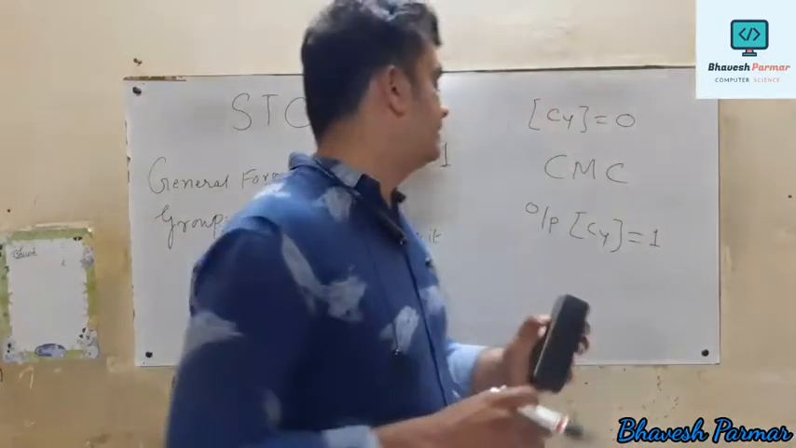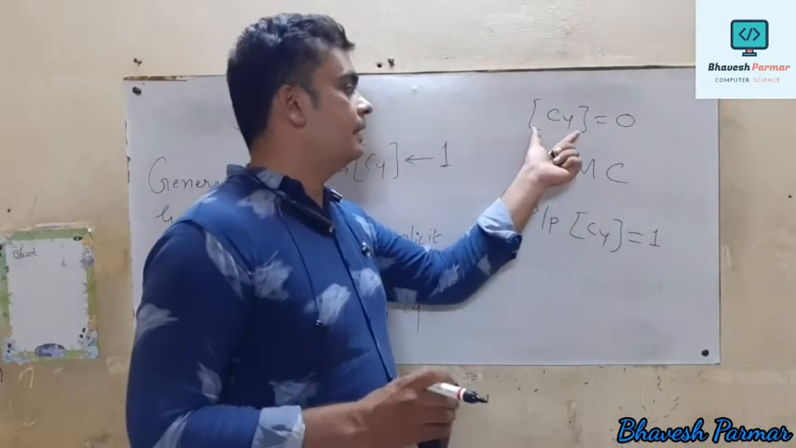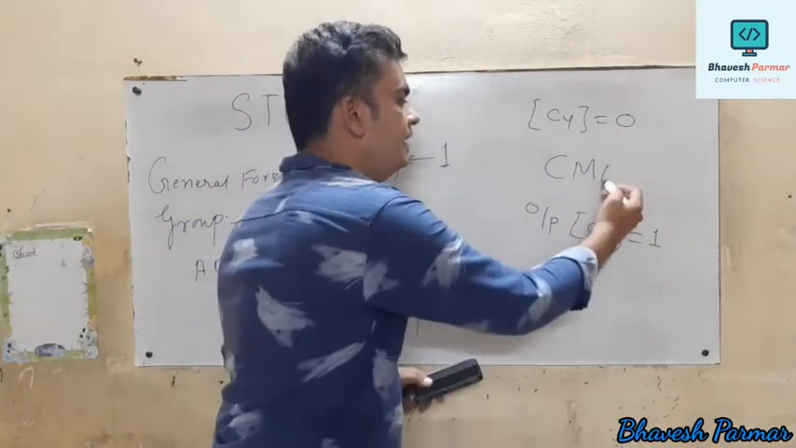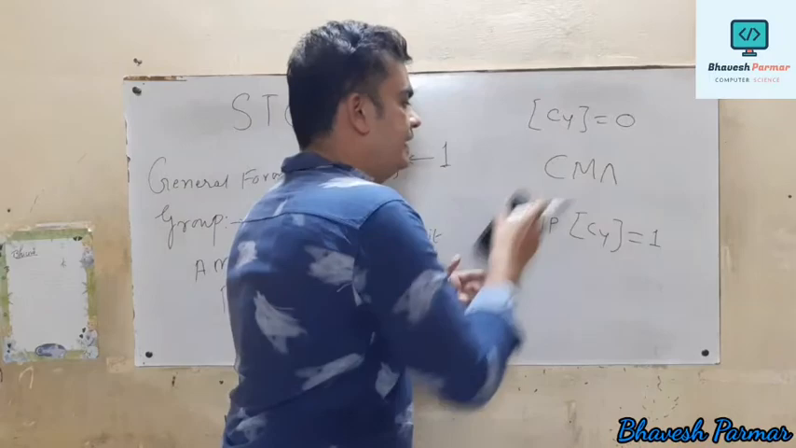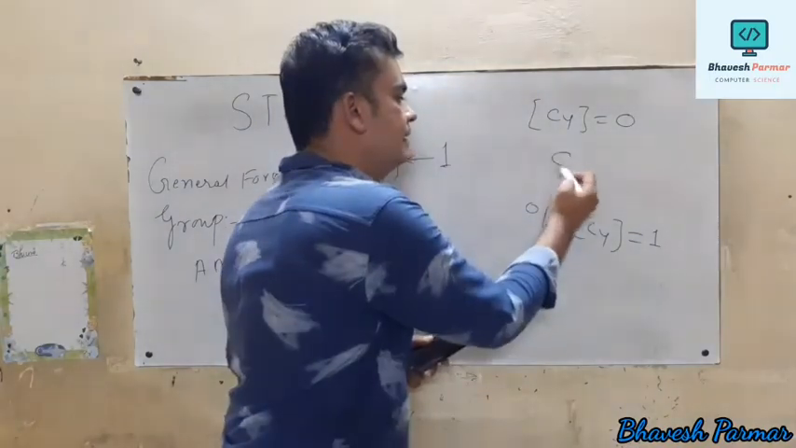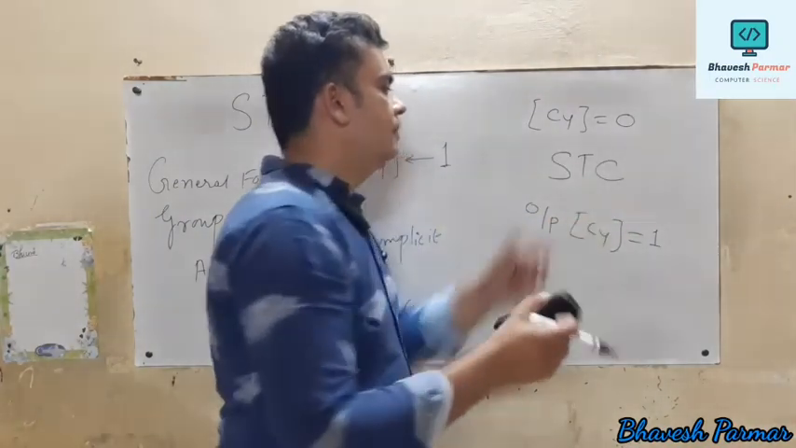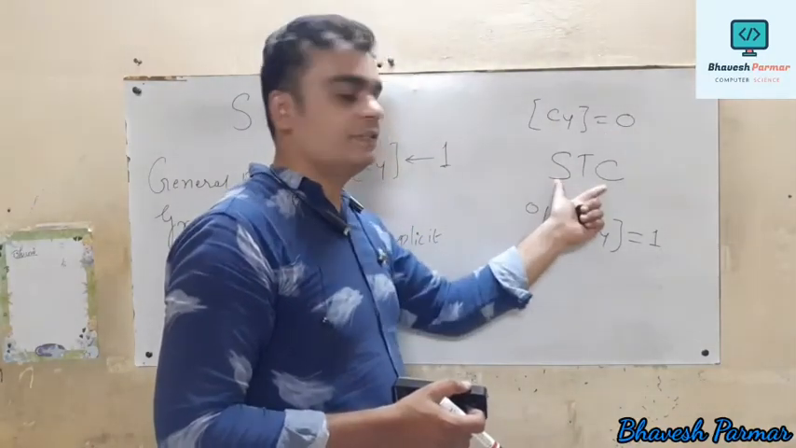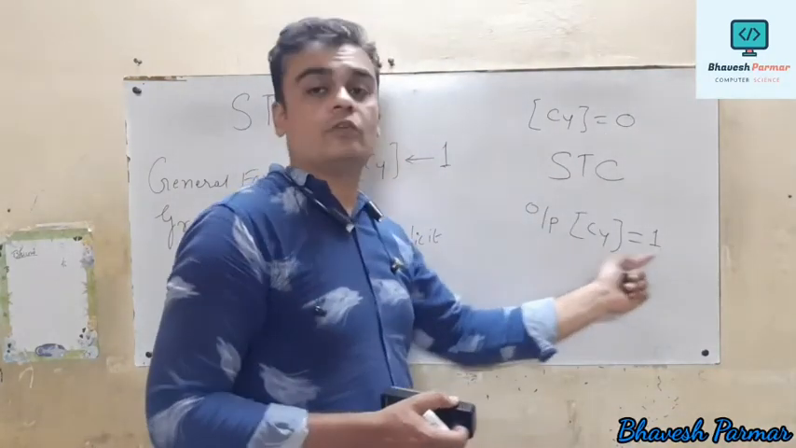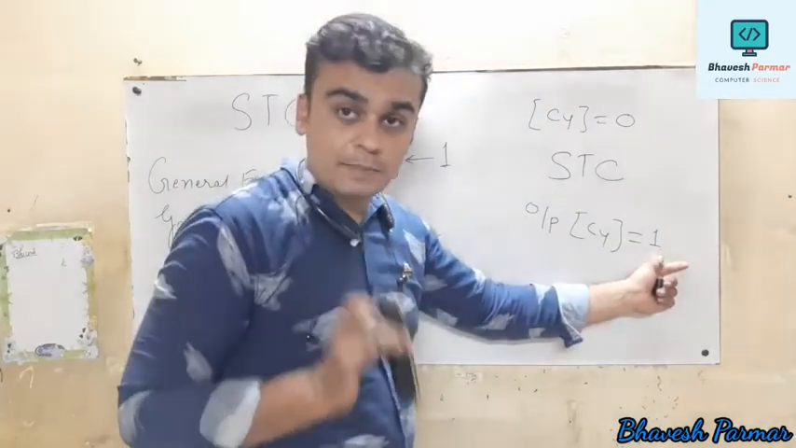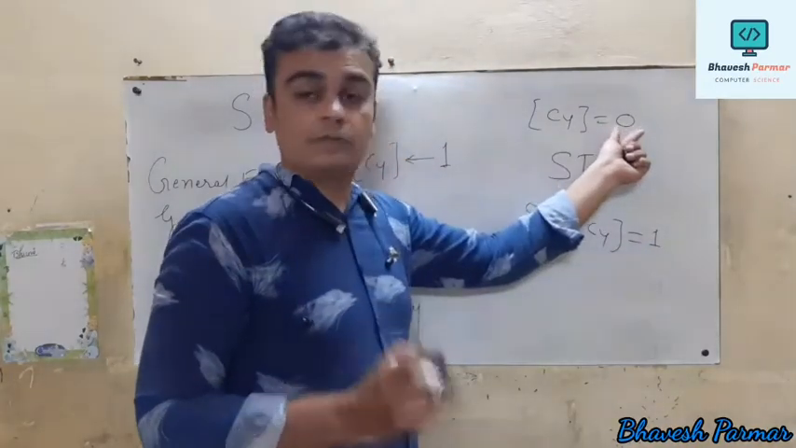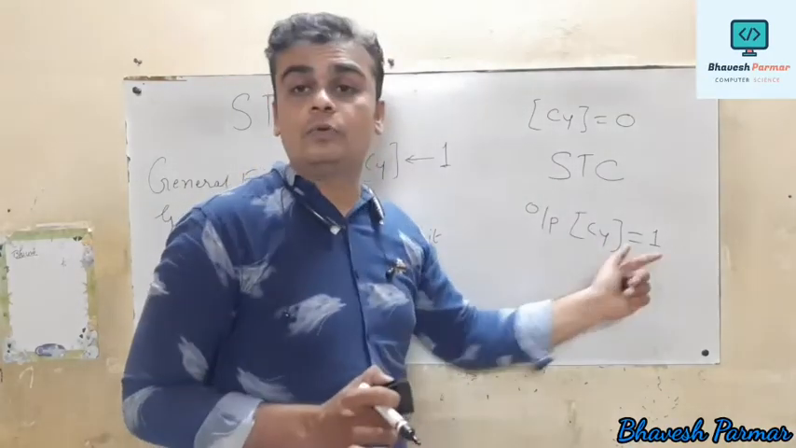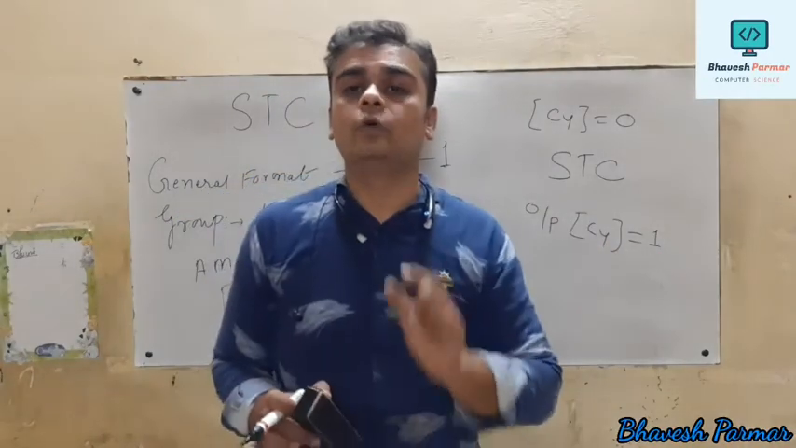And let me take the example. Suppose I take content of CY equal to 0, and here the instruction is STC, means set carry. My old value of CY is 0, and if I execute this instruction, then my output will be content of CY equal to 1. But suppose my content of CY is equal to 1, and I write STC, still my output is equal to 1 only.